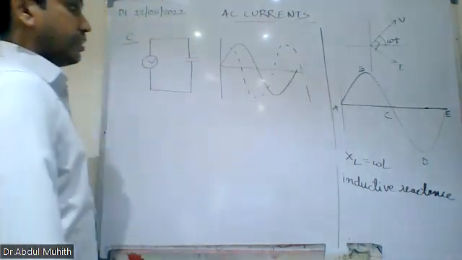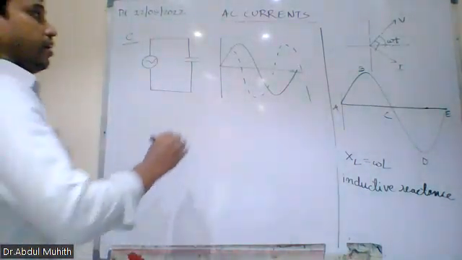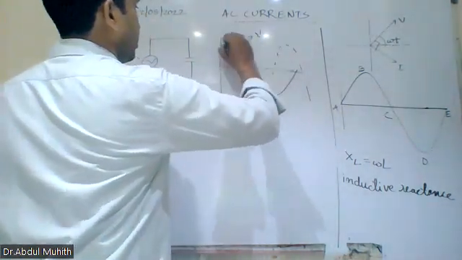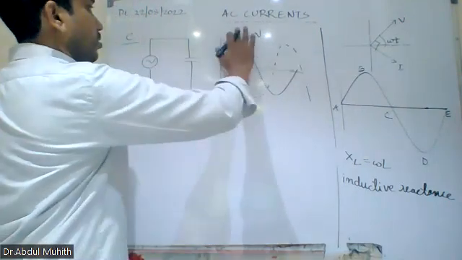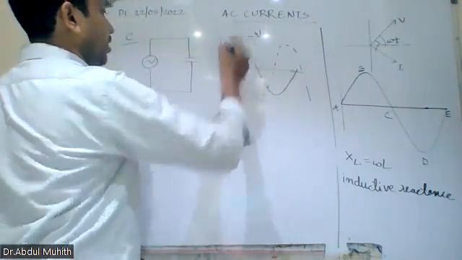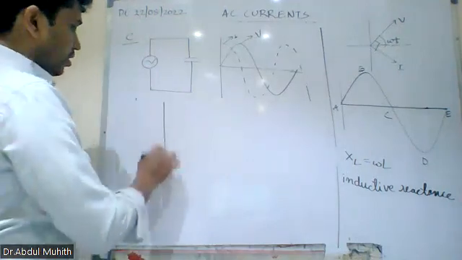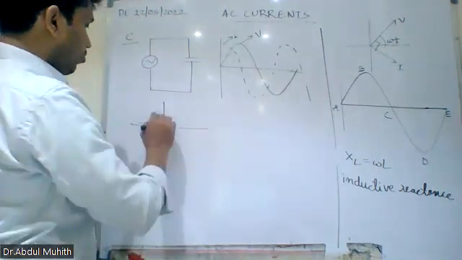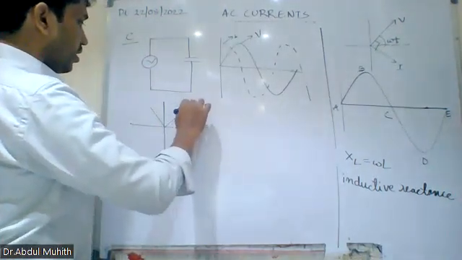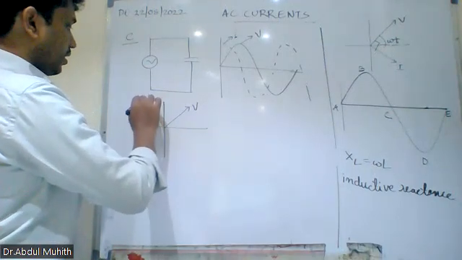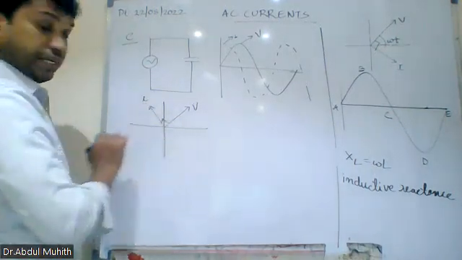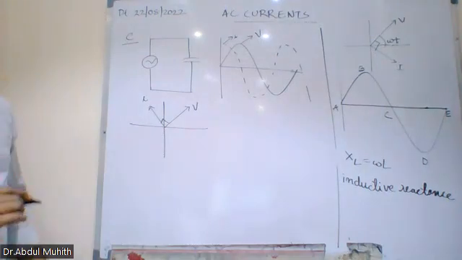So this is what happens for the capacitor. This is voltage and this is the current. Here the current is leading the voltage by how many degrees? 90 degrees. This is the voltage and this is the current, and there is 90 degrees between both of them. Who is leading here?